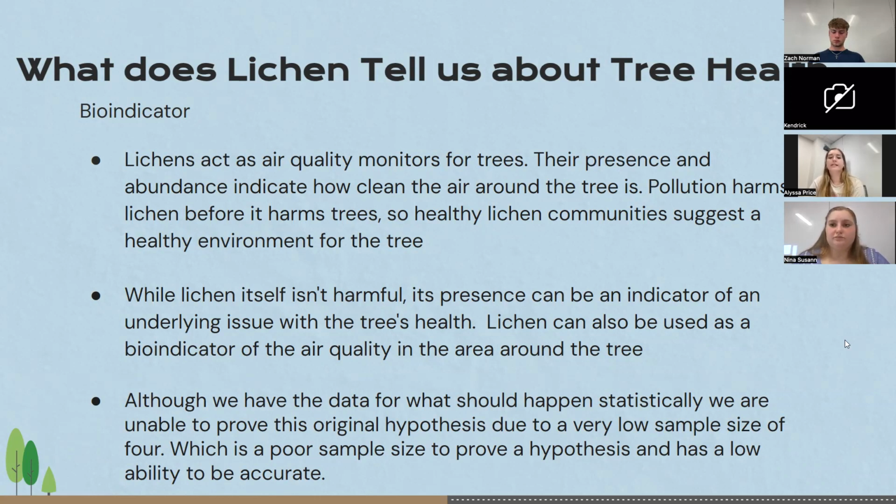And then while the lichen itself isn't harmful at all, its presence, like I said, can be an indicator of the tree health. And although we have data for what should statistically happen, that a different color lichen would usually indicate a more unhealthy tree, we're still unable to prove this original hypothesis due to a very low sample size of 4, which was the original problem with the other results, and we can't have a statistically accurate hypothesis to prove.